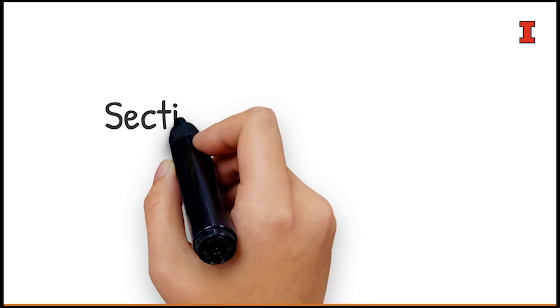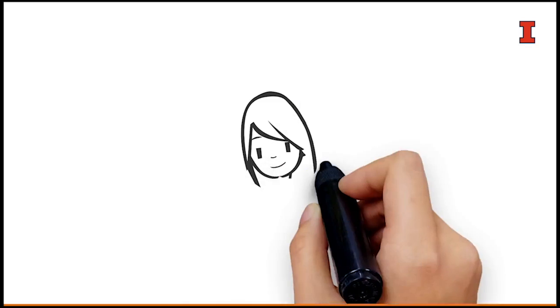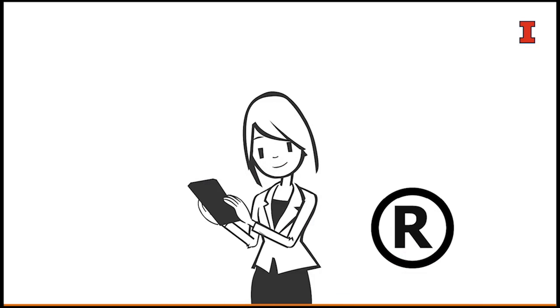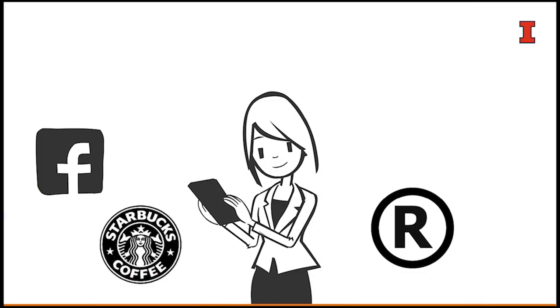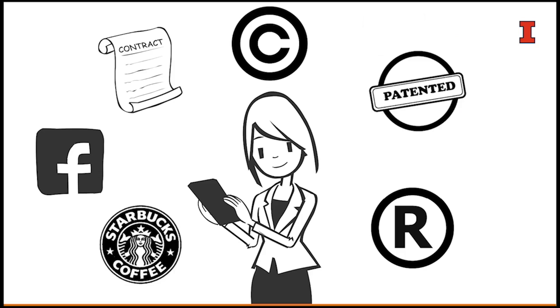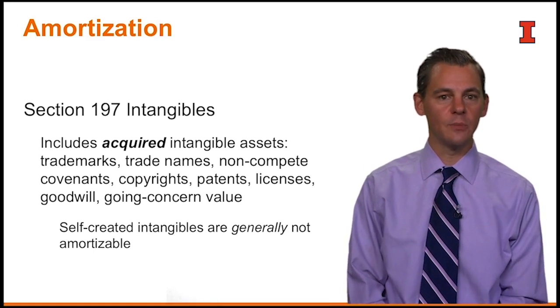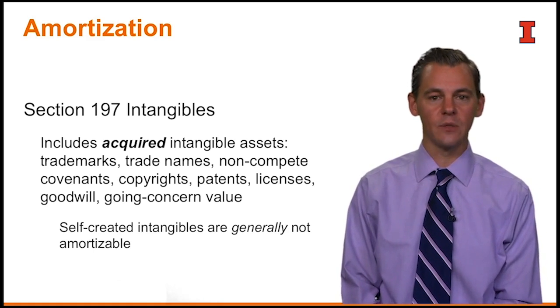First, Section 197 intangibles are intangible assets that are acquired or purchased from another party and used in a taxpayer's trade or business. This category includes assets such as trademarks, trade names, non-compete covenants, copyrights, patents, licenses, goodwill, and the going concern value of a firm. Importantly, self-created intangibles are generally not amortizable.